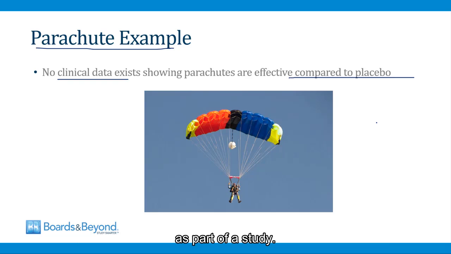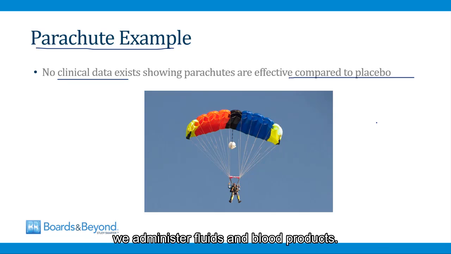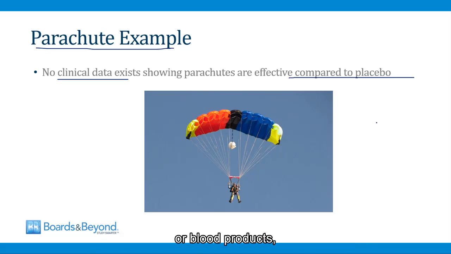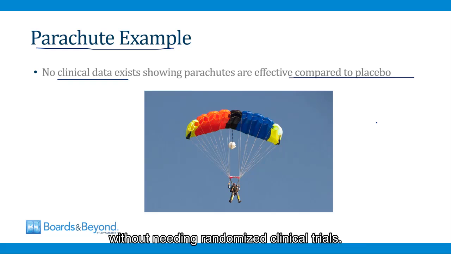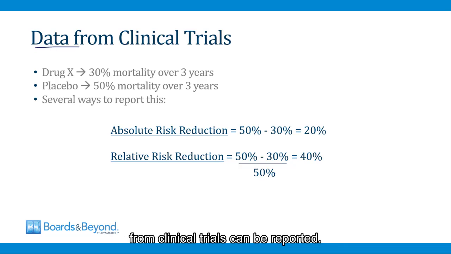So for example, in a patient with massive hemorrhage, we administer fluids and blood products. We would never have a randomized trial where we would assign someone with massive hemorrhage to a control group that doesn't receive fluids or blood products. It's simply too dangerous to do that, and we have enough evidence that the therapy works without needing randomized clinical trials. Let's talk about some of the ways that data from clinical trials can be reported.